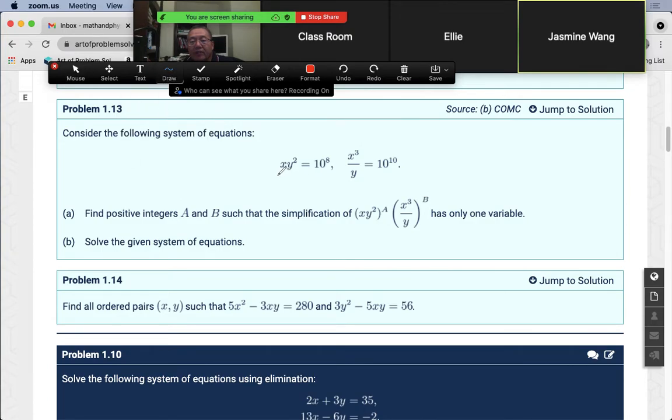Okay, you have x times y squared equals 10 to the power 8, and x to the power 3 over y equals 10 to the power 10. Now they ask you to find the positive integers a and b such that the simplification of this has only one variable.